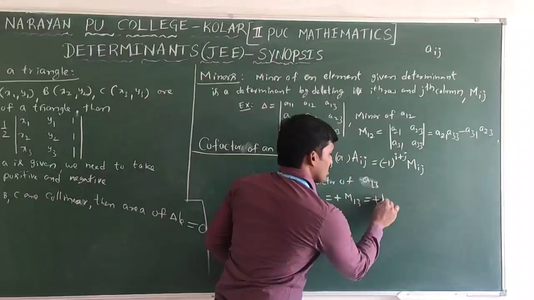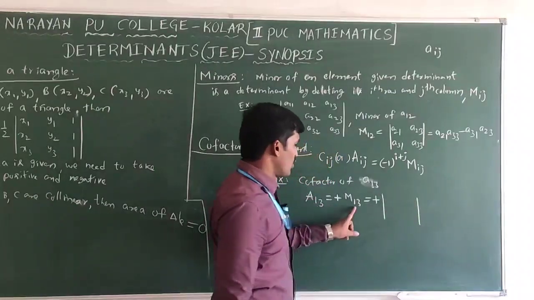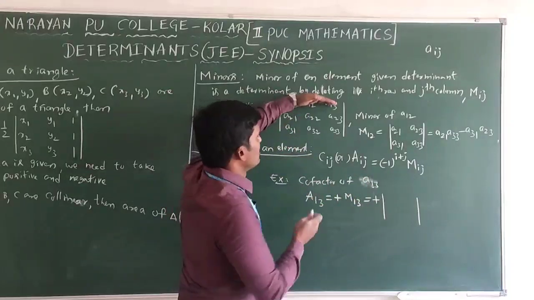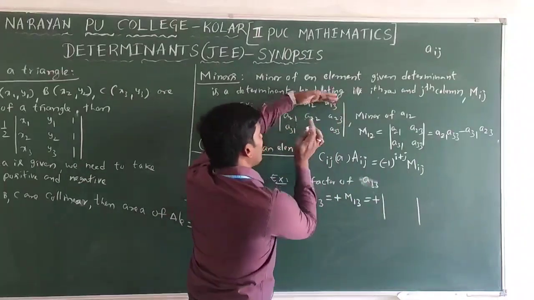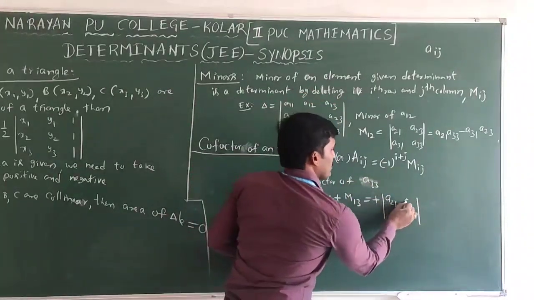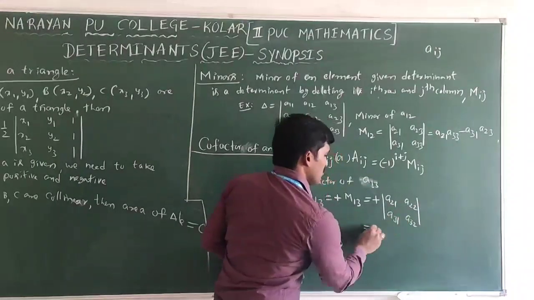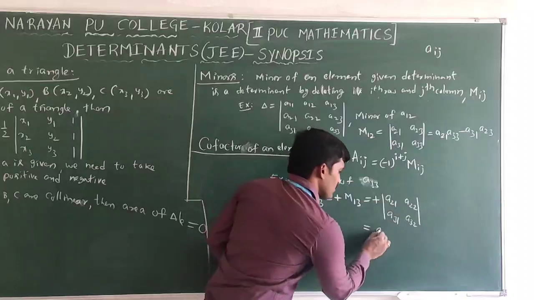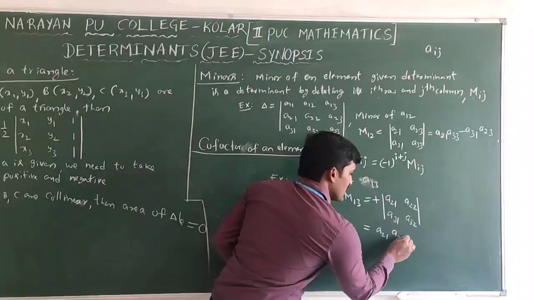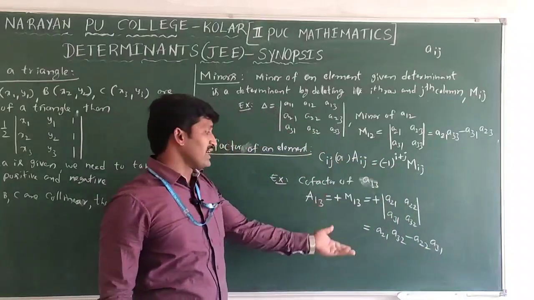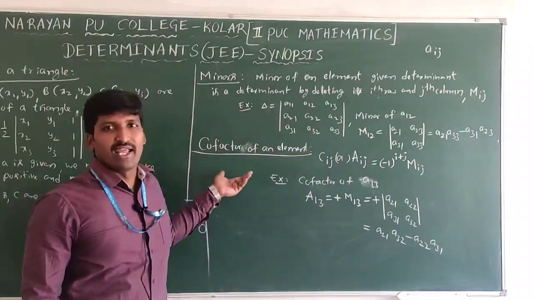How to find M13? By deleting its row, first row, third column. First row, third column, delete. Remaining what? A21, A22, A31, A32. I simplify this, what we get? A21 into A32 minus A22 into A31. These are for finding the cofactor of an element.